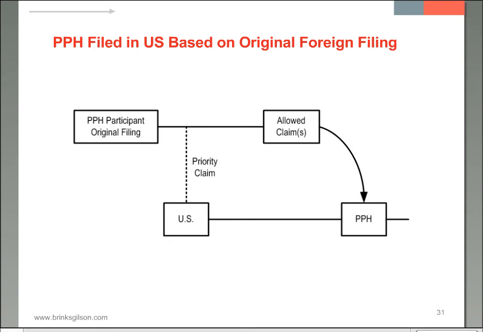This slide shows a standard way to enter the PPH in the U.S. based on a foreign filing. So as you can see, the foreign filing was done first. After that, the U.S. claim priority was filed. After the U.S. was filed, we have an office action in the OEE, which had allowed claims, and based on that, you have the option at that point to enter the PPH as long as the U.S. and the OEE are PPH members.